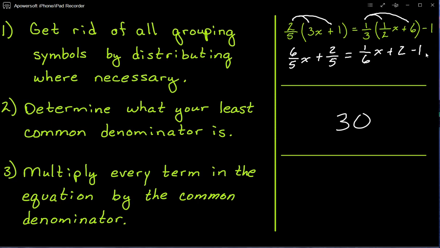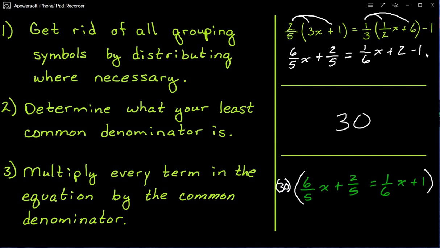Alright, so what we do now is multiply every term in our equation by that common denominator. Alright, so let me just rewrite our problem that we had here. 6/5 x plus 2/5 equals 1/6 x. I'm going to go ahead and combine the 2 minus 1, which would be just a plus 1 right here. And we're going to multiply this whole thing by 30.